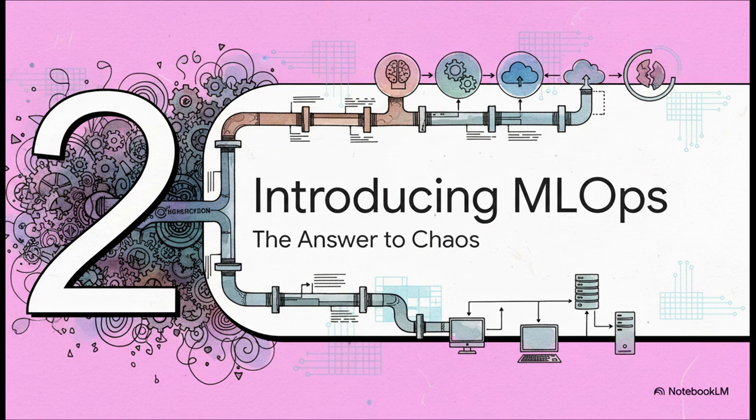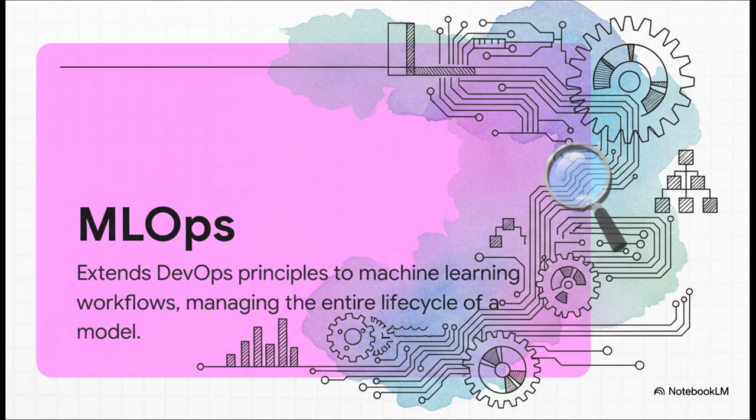And that, my friends, is exactly where MLOps comes into the picture. It's the industry's answer to all that chaos. It's a structured set of practices designed to manage the entire life cycle of a machine learning model, from the first line of code all the way to when it's retired. So what is it really?